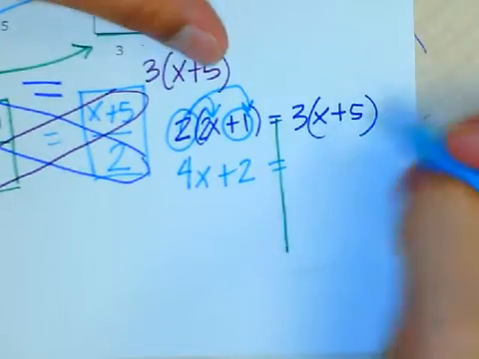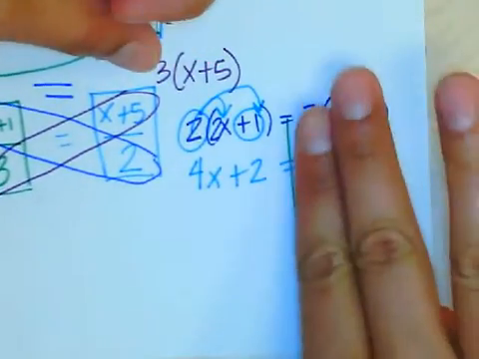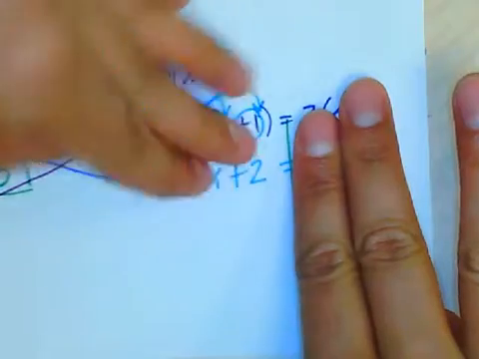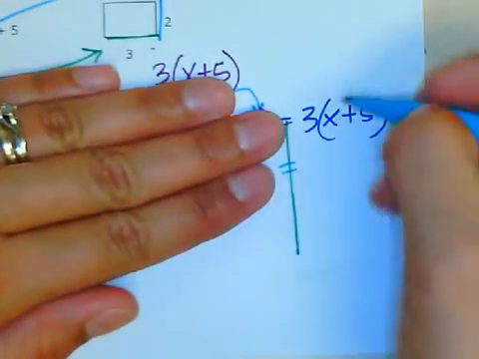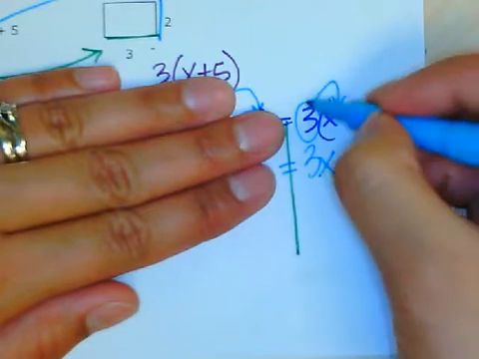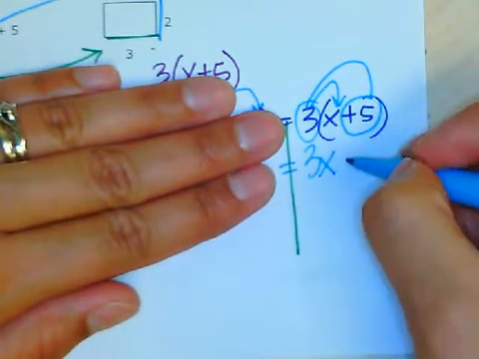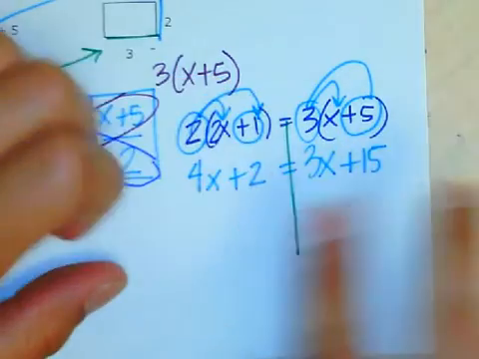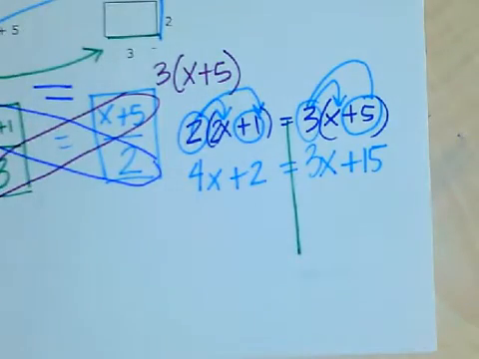I'm going to do the same thing to this side. This side is simplified all the way. I'm done with it. Now I'm going to go to the other one and do the same thing. 3 times x, 3x. 3 times positive 5, positive 15. Now both sides are simplified all the way.